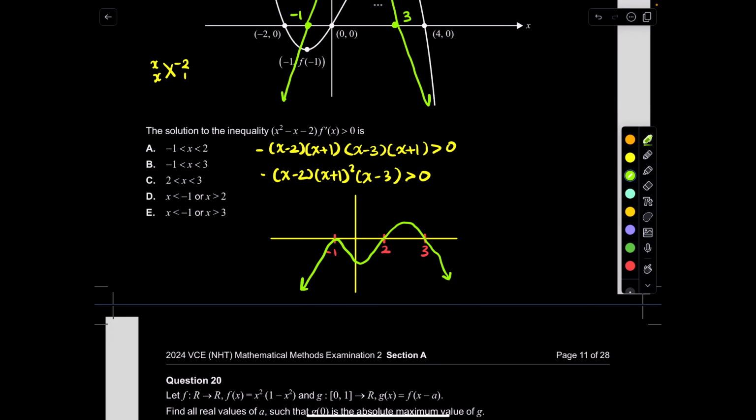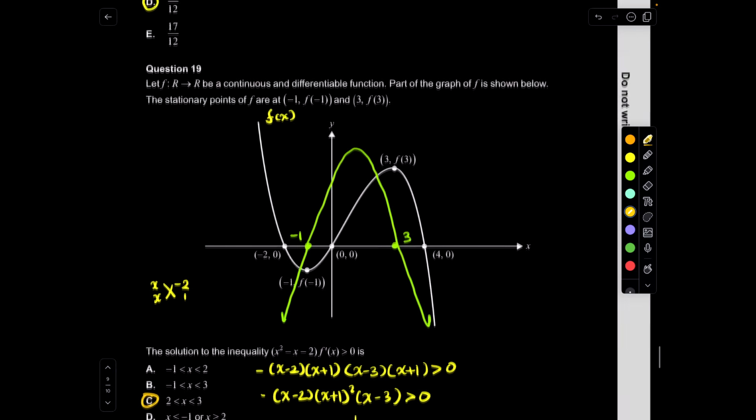So when is this graph over here greater than 0? Well, it's only for this section here. It's this section over here that is greater than 0, which is basically from 2 less or equal to x less or equal to 3. So that is our answer, 2 less or equal to x less or equal to 3, which looks like C. What is the question? 19C.